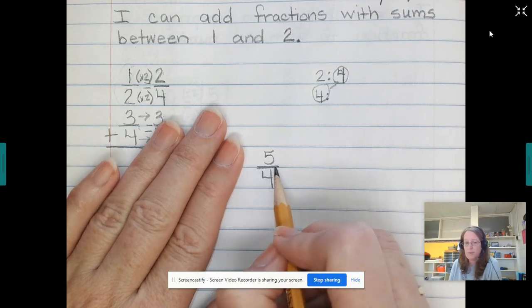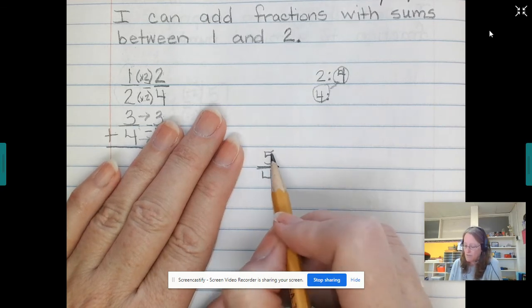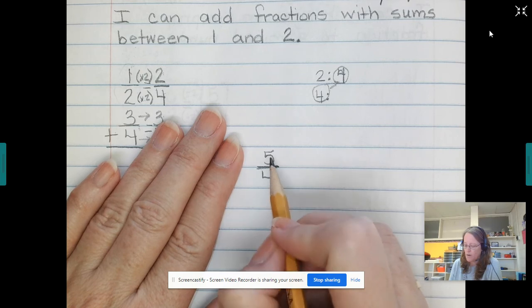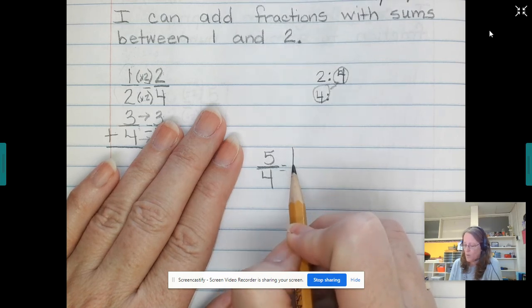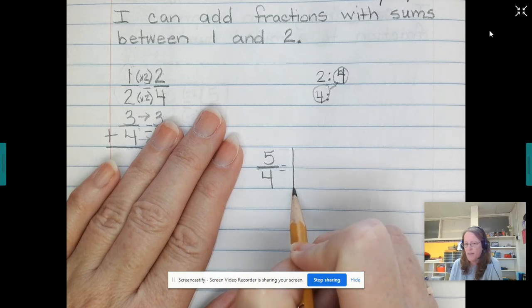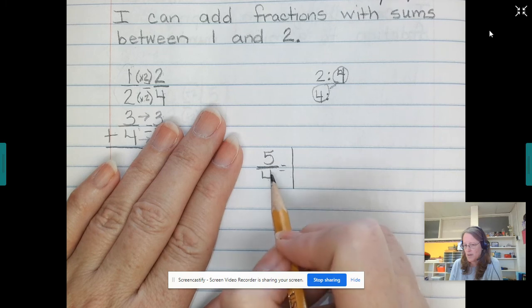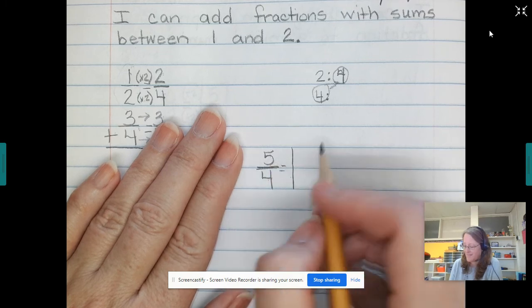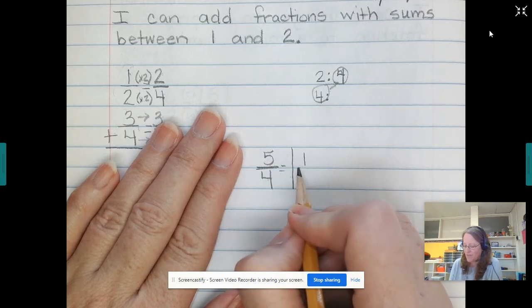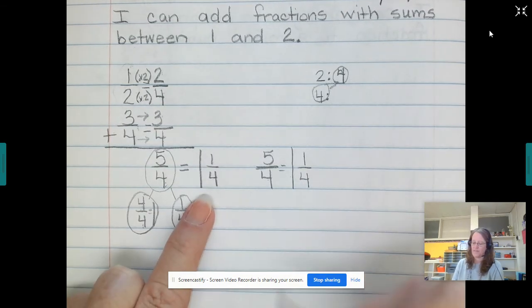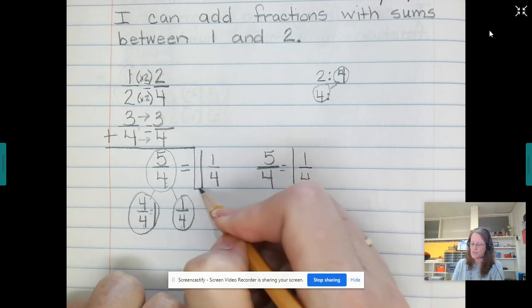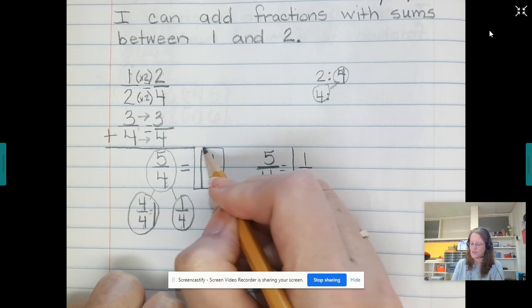We also learned that if I want to change 5/4 to a mixed number, we know that the fraction bar means divide. So how many times will 4 go into 5? 1 whole time, with how many left over? So 4 times 1 is 4, plus, there you go, with 1 left over, 1 and 1/4 is your simplified answer.